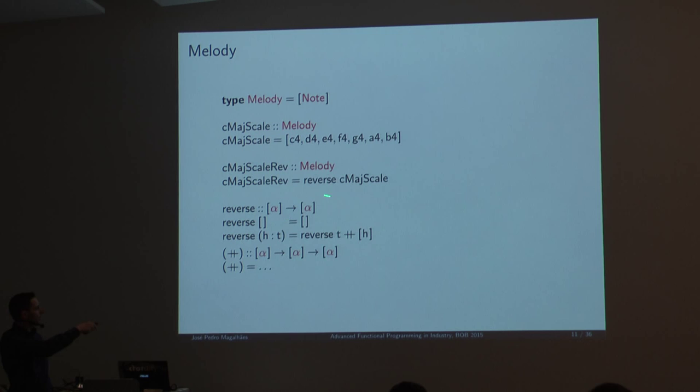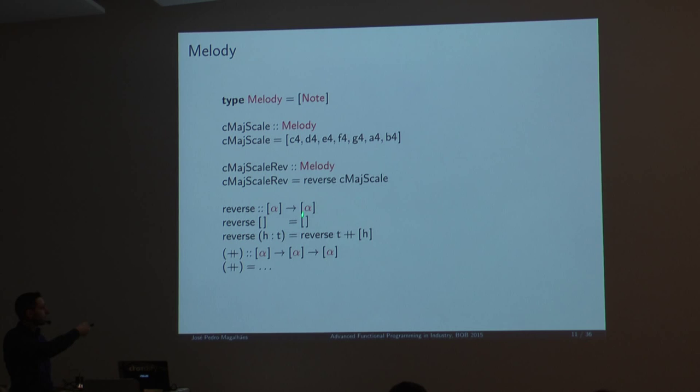The interesting thing about reverse is that it works on lists of any type. I am using it with lists of notes, but you can also use it on lists of integers. You can use it on strings, which are lists of characters, and it's polymorphic. So it takes a list of alpha for any alpha and returns a list of alpha.